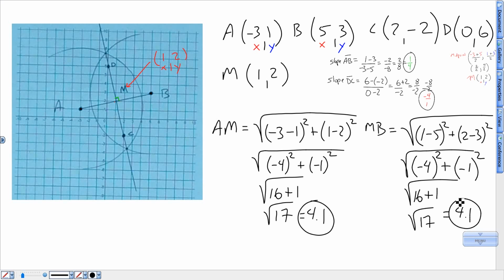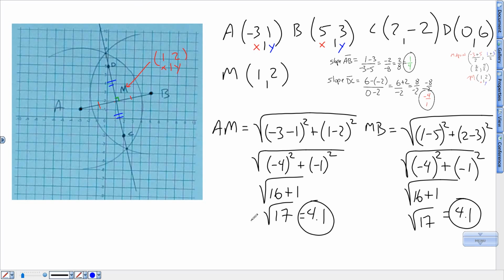So again, supporting the fact that this is not only a 90-degree angle, they have opposite reciprocal slopes, but those two distances are equal. Guaranteed you, if you did the distance between D and M and C, those would be equal distance too. Remember, all those are equal, or what we call congruent.